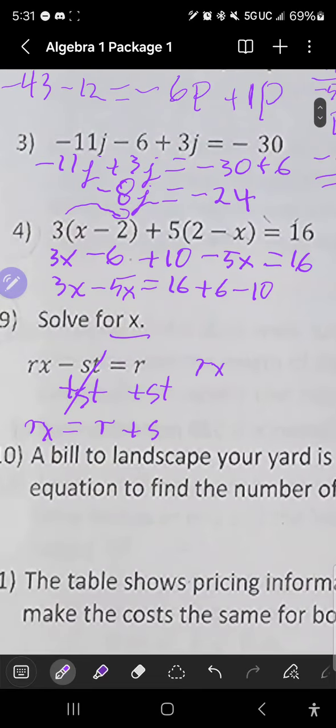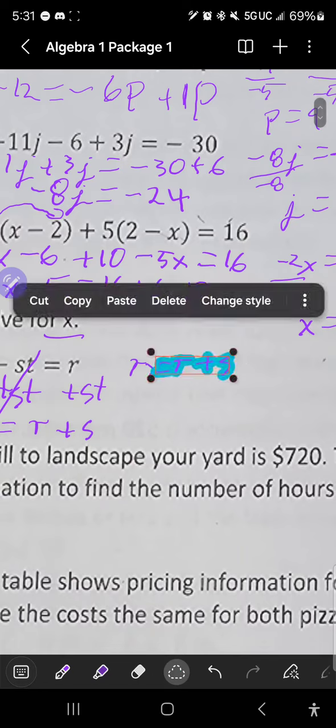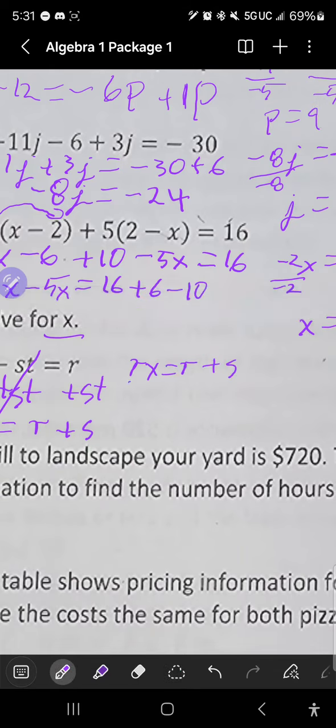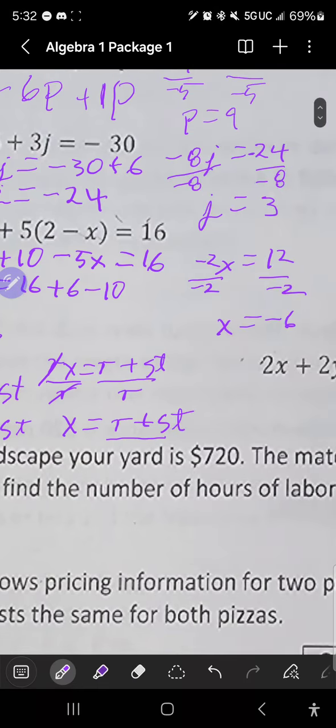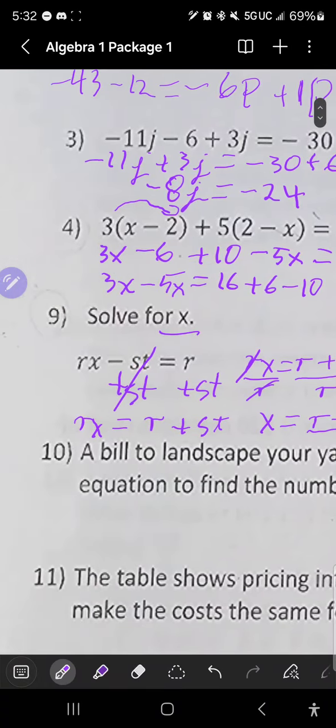Now that we have Rx equal R plus S, we want to leave the x alone. What we need to do is divide this by r. And since we divide this by r, we also need to divide this by r. So the r's can cancel out here. So then we get that x is equal to r plus s divided by r. Basically, we just treat these as if they were numbers, just without doing the actual calculation.